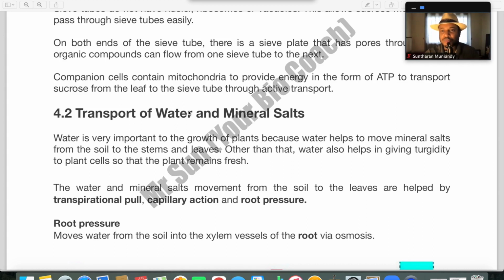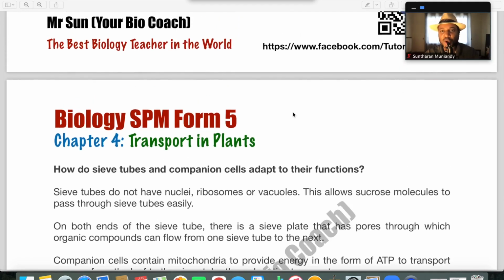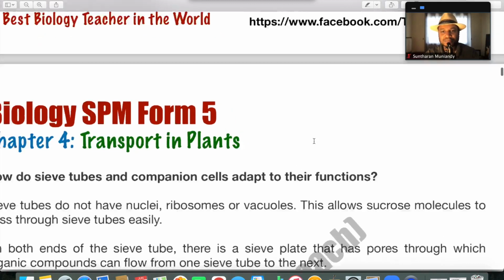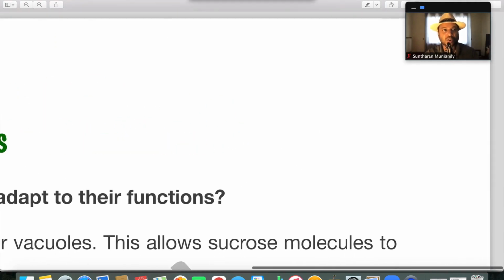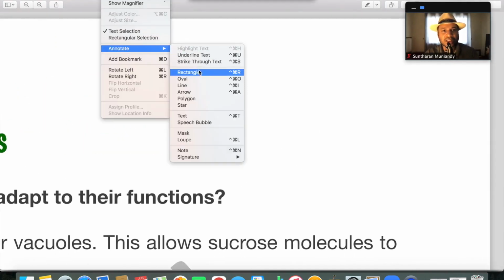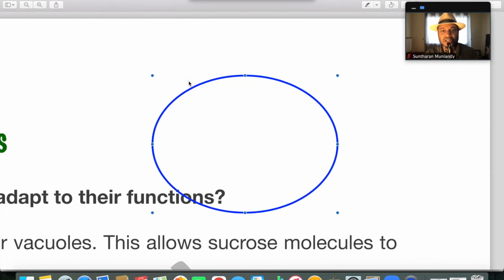When we look at root pressure, we have to understand the structure of the root first. So I'm going to bring you back to chapter 3.2, the structure of the root. We need to understand the internal structure of the root and the components that make it up. We're going to focus on a eudicot plant. Let's look at the structure of the root. I'm just going to draw it here.